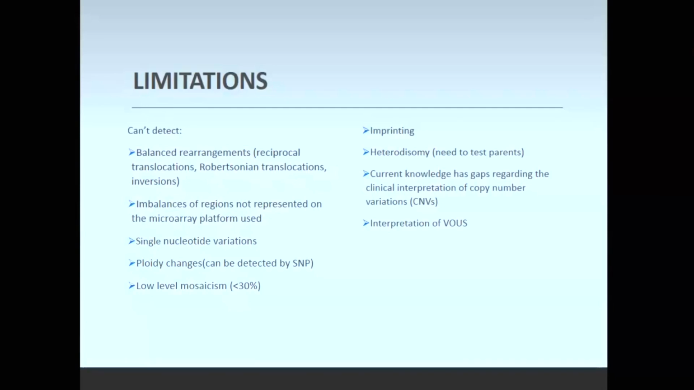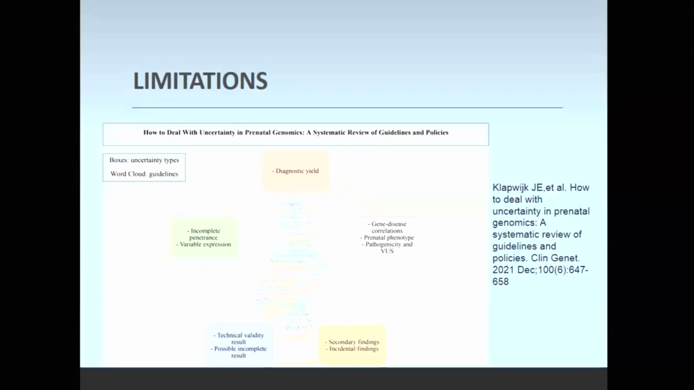Sometimes we may not be able to interpret the copy number variant that is detected, and there may be issues in interpretation of variants of uncertain significance. There may be uncertainties related to CNVs that have incomplete penetrance or variable expression. Sometimes there may be issues regarding gene-disease correlation. We don't know the prenatal phenotype of some copy number variations, so there may be issues in counseling. Sometimes we may come across incidental findings and secondary findings.